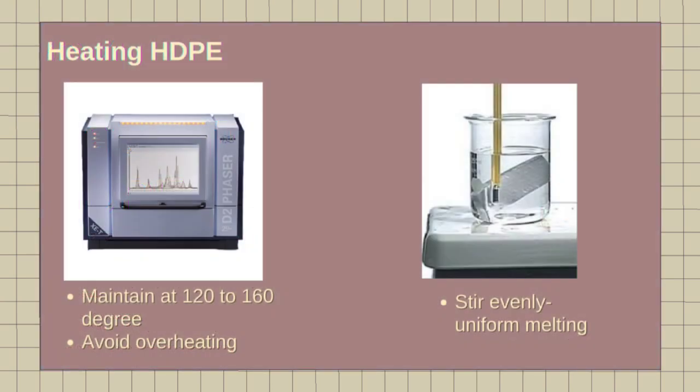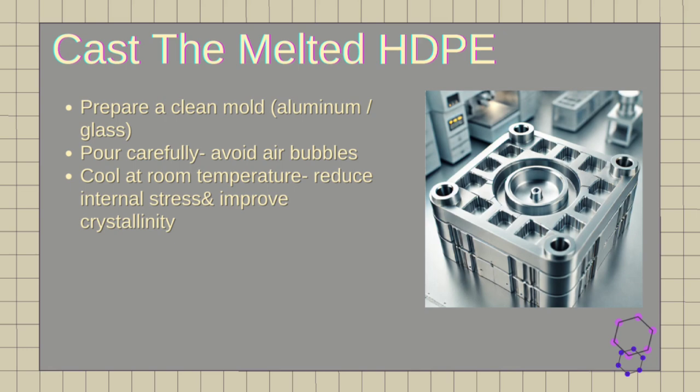To obtain the HDPE sample, heat the HDPE gradually using a hot plate, furnace, or oil bath. Maintain a temperature between 120 and 160 degrees Celsius and avoid overheating, as it can degrade the material. Stir evenly to ensure uniform melting. To cast the melted sample, prepare a clean mold, pour carefully to avoid air bubbles and cool at room temperature. Reduce internal stress and improve crystallinity.